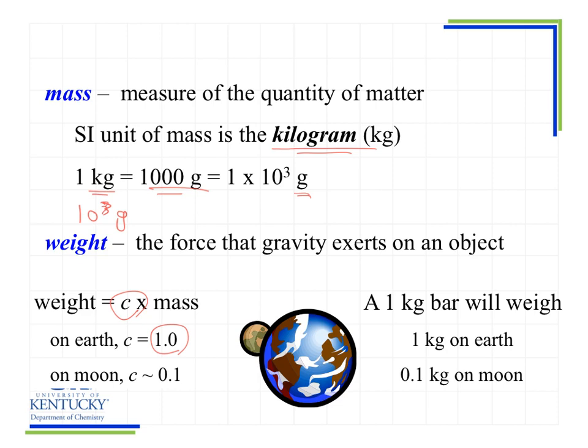So mass gives you the quantity of the matter. So 1 kilogram is 1 kilogram as the mass, but the weight is the force. So a 1 kilogram bar will weigh 1 kilogram on Earth, but 0.1 kilogram on the moon.